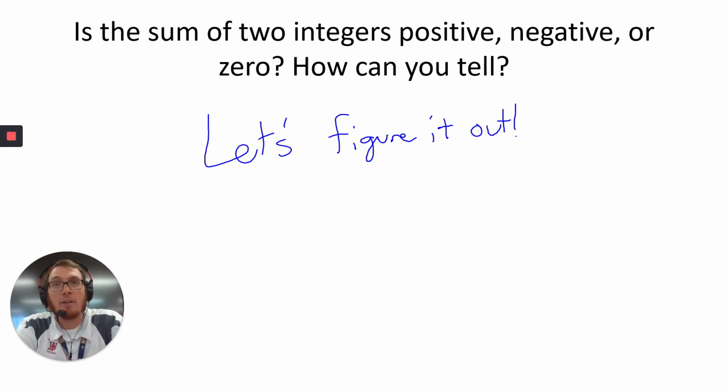Now the important thing is how can we figure out if something's positive, if something's negative, or something's 0? Many of you have had thoughts just by looking at the few examples that we've had here today so far. So let's think about all of those situations and how we can figure out if integers will add up to be a positive, negative, or 0.